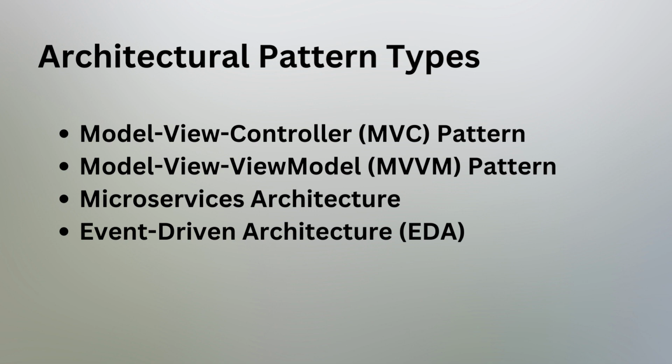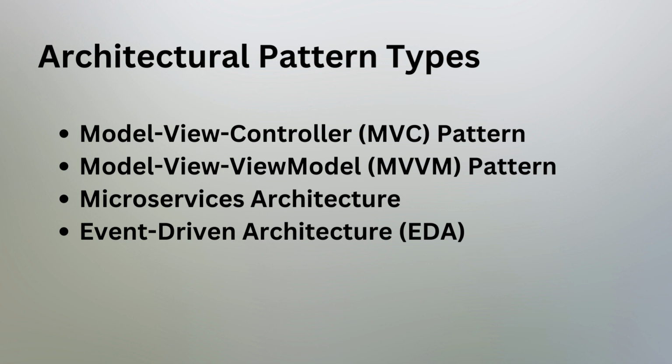Microservices architecture. The microservices architecture is an architectural pattern where a complex application is divided into smaller, independent services that can be developed, deployed, and scaled individually. Each microservice represents a specific business capability and communicates with other microservices through well-defined APIs. This pattern enables agility, scalability, and fault isolation in large-scale systems.